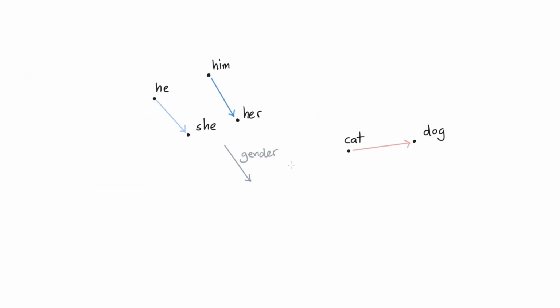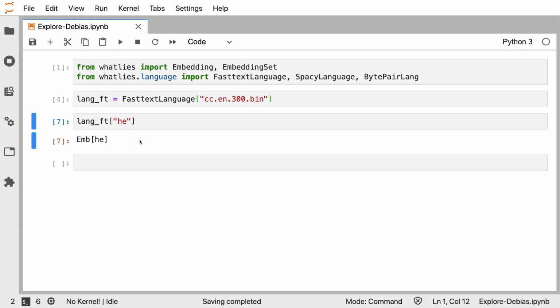So let's just quickly verify if this is true. If indeed the he, she, him, her direction is different than the cat-dog one. Because if that's the case, that will be interesting. And we can verify this using the whatlies package. So what I've got here is a Jupyter notebook. I've imported whatlies, and I'm about to do some exploration using the English fastText language.